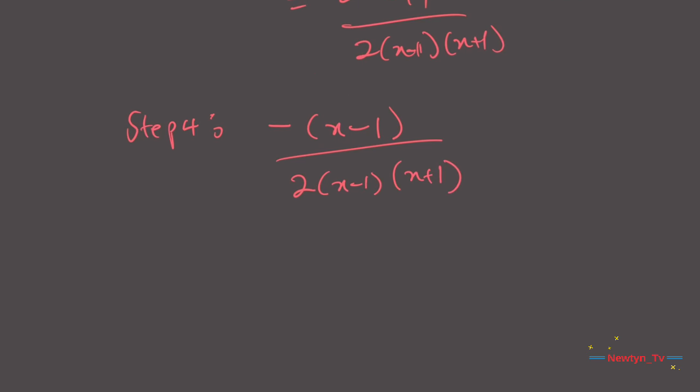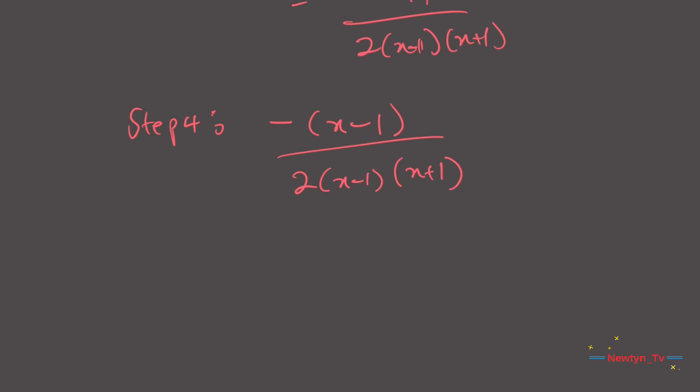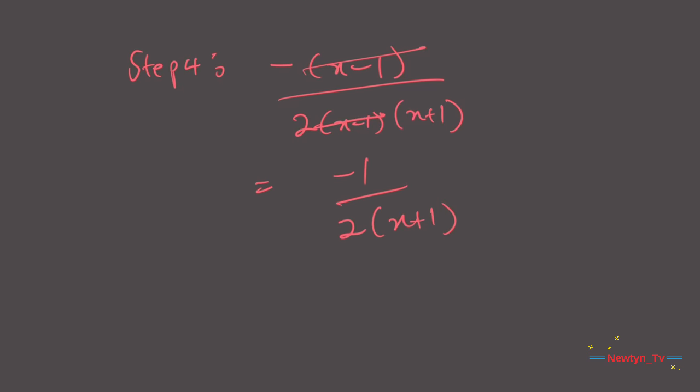Then we cancel out the x minus 1. So we have this x minus 1 cancel x minus 1, then we get negative 1 on 2 multiplying x plus 1. Now this is still the limit as x approaches 1.